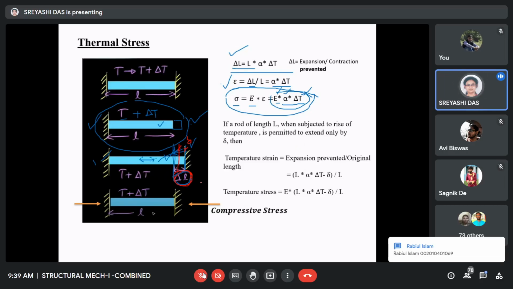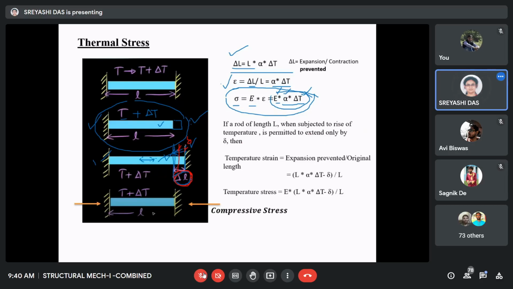Okay. So that means in that case, if a rod when solid rises temperature, it is permitted to extend only by delta. Sorry, the delta is this part. So suppose the support is provided in such a way so that it will prevent the movement up to this, such that the member of original length will now have an extension of delta only. It is permitted to extend only by delta.